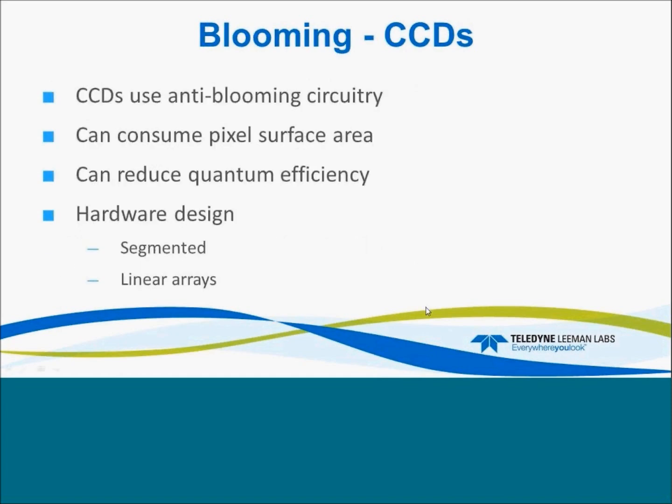CCDs can handle the blooming. They use anti-blooming circuitry, and there's different ways of doing that. The circuitry can consume some of the pixel area, and that can reduce the quantum efficiency because now the surface area of the pixel is smaller. There are some hardware designs that attempt to deal with this in one way or another. You can have a segmented system where you don't have continuous pixel coverage, or you can also use linear arrays that are stacked in efforts to reduce the effect of blooming. Okay.